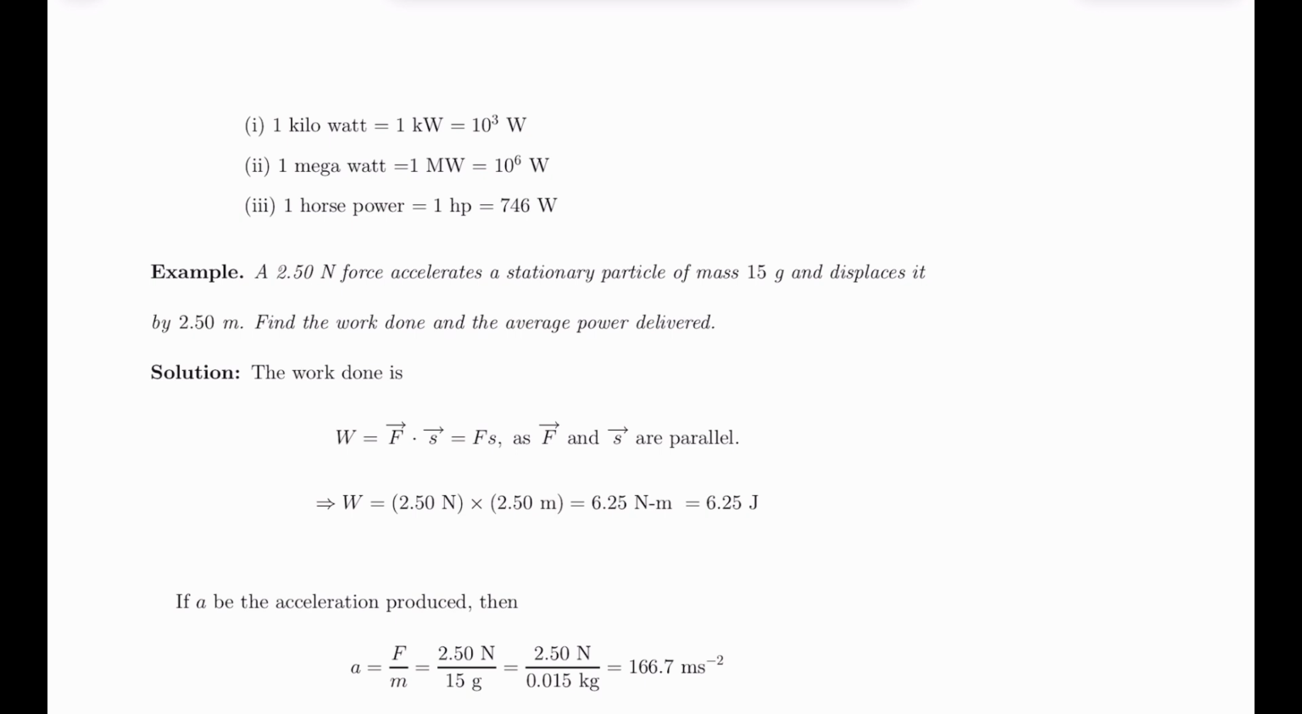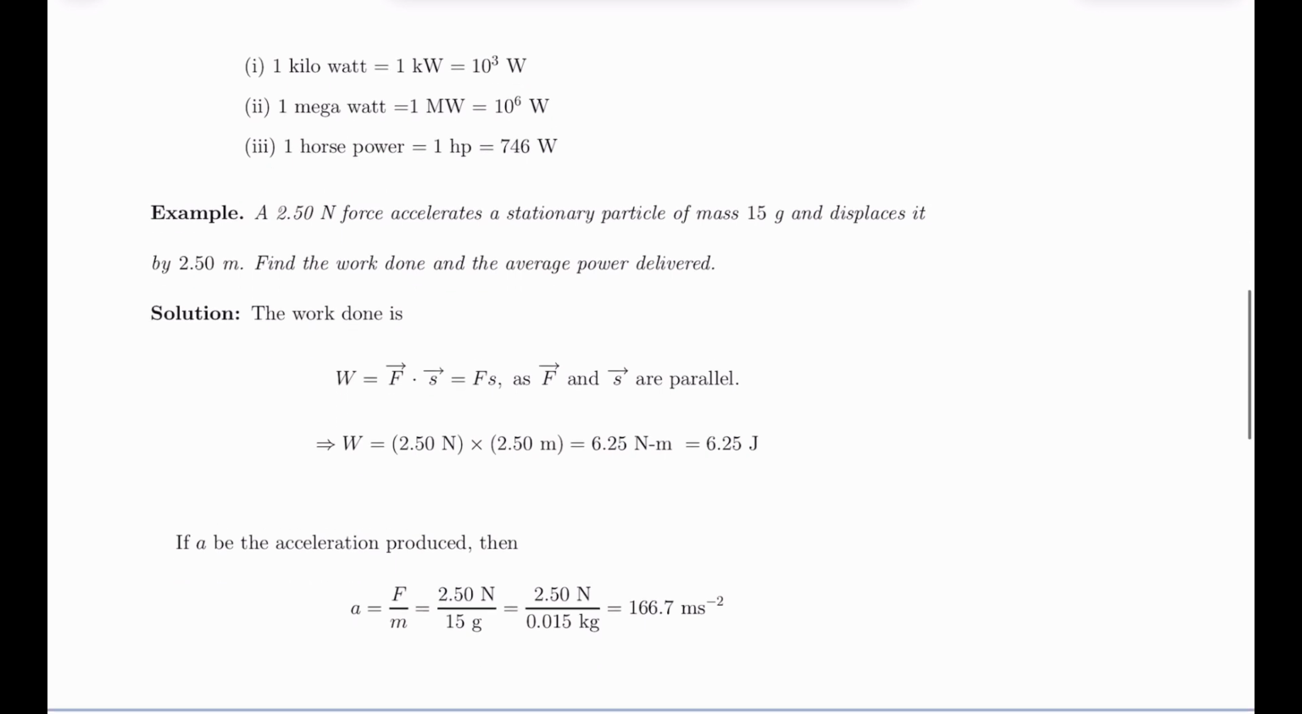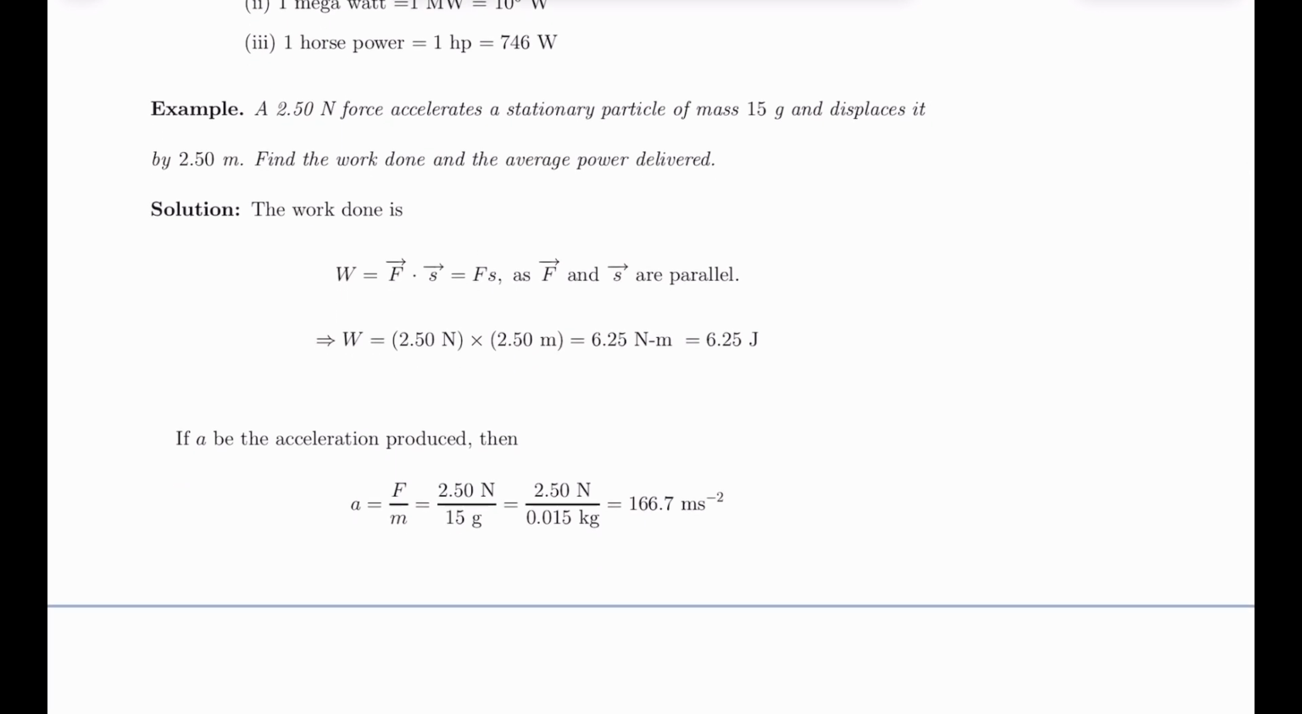Now see some examples here. See the first example here. A 2.5 Newton force accelerates a stationary particle of mass 15 gram and displaces it by 2.5 meter. Find the work done and the average power delivered. How to find work? Work done is force dot displacement. So this is F dot S. Since the force and displacement are in the same direction, F dot S is simply equal to F into S, because F and S are parallel to each other.